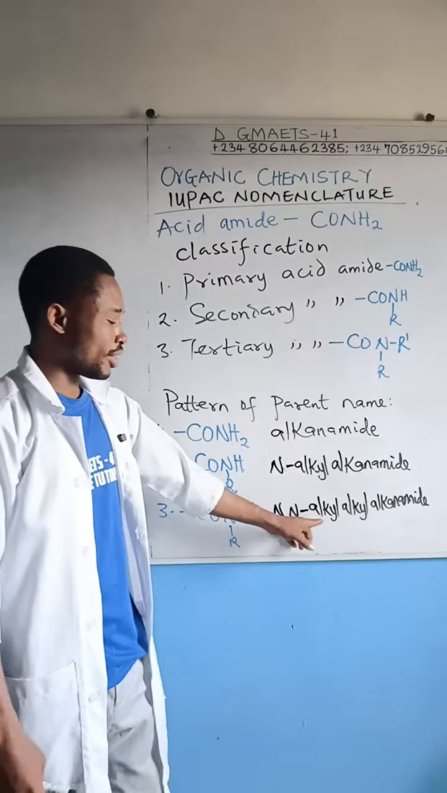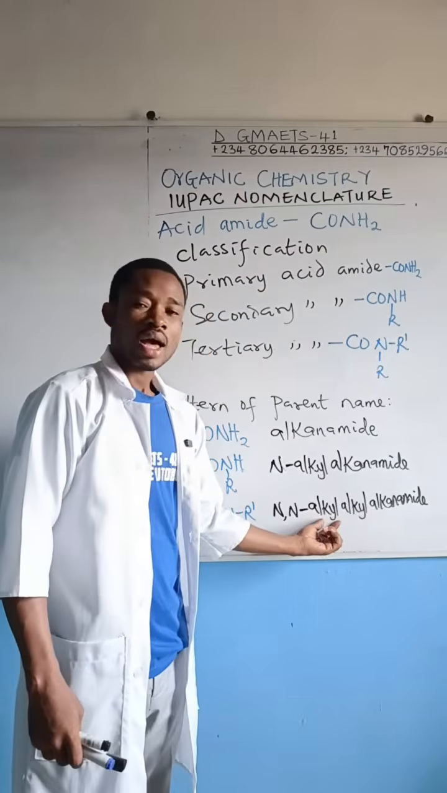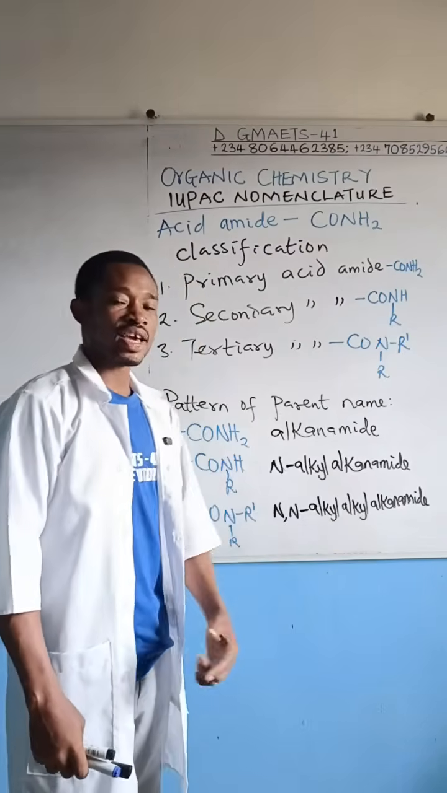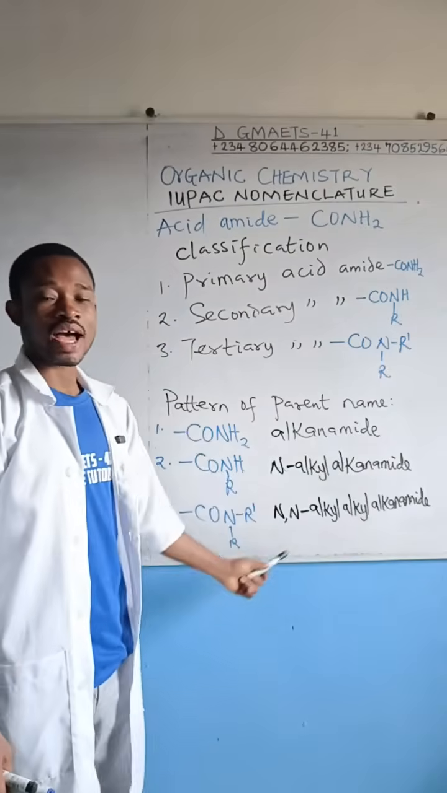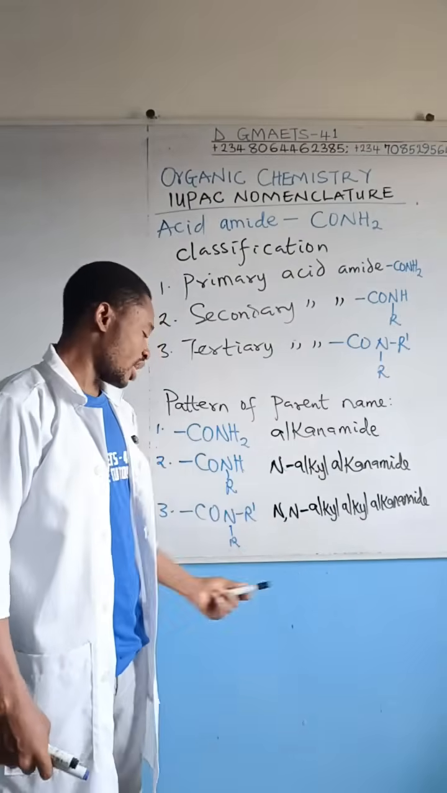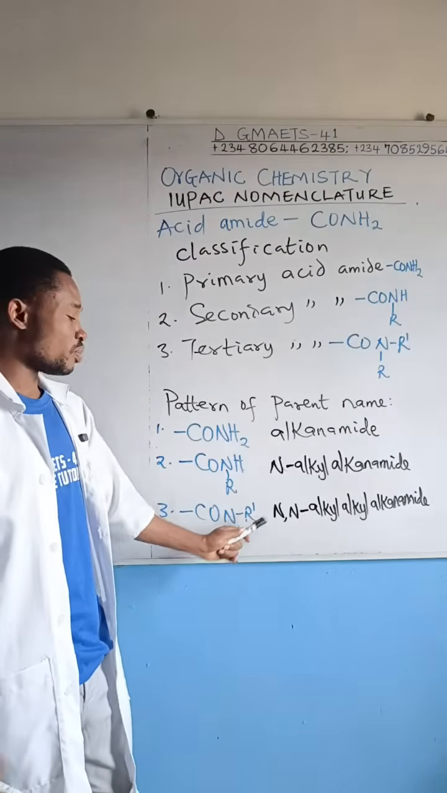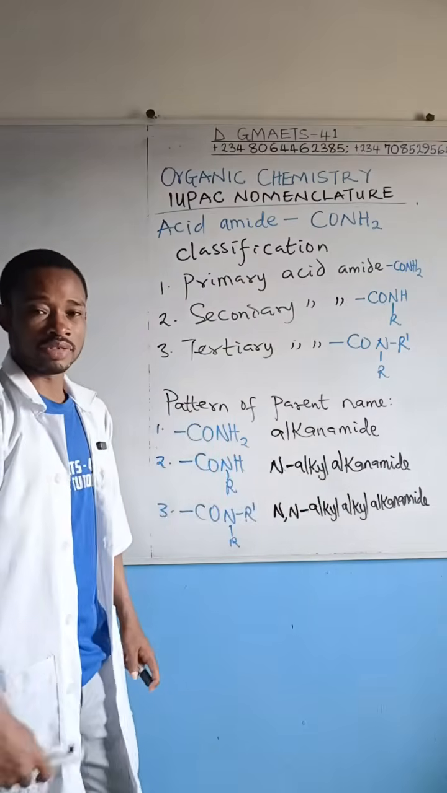So, N,N-alkyl alkanamide. Take note. This alkyl, you're saying the essence of this alkyl is in a case where you have two different alkyls here. If it is the same alkyl, let us assume this is methyl, CH3, methyl, CH3. It will be N,N-dimethyl, then alkanamide; you end with the name of the parent.